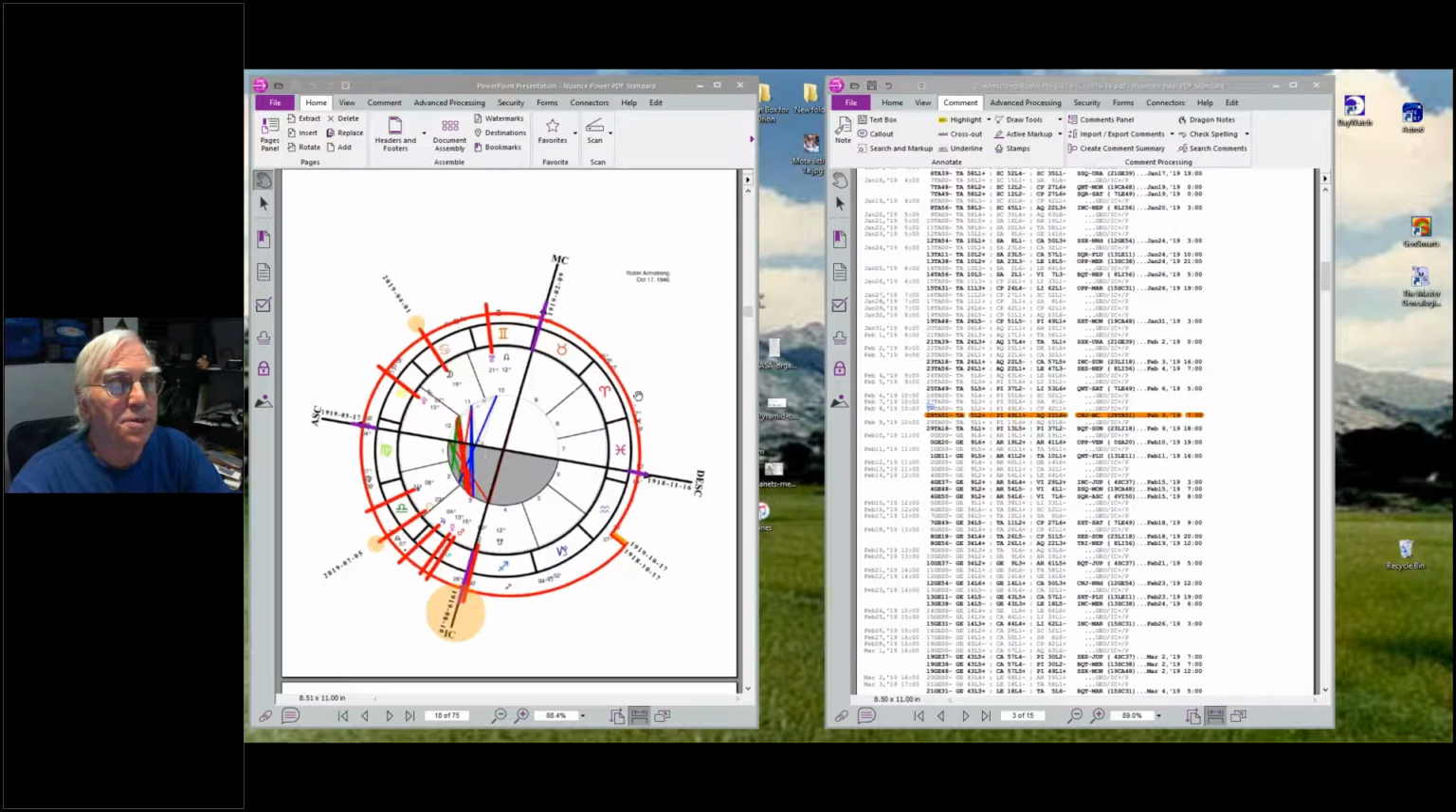At the squares or oppositions, you really would be meditating to balance the energies, to block the negative sides of it.